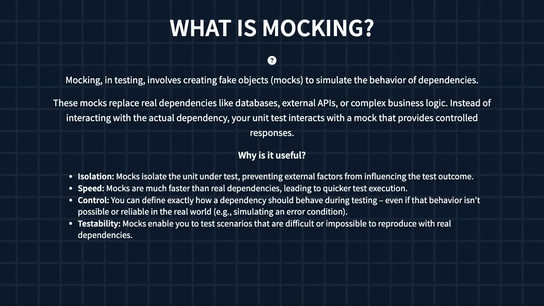Okay, let's talk about mocking. Essentially, when we're unit testing, we want to make sure our code works in isolation. Sometimes a piece of code relies on other things like a database or an API. But those real dependencies can be slow and unreliable. That's where mocks come in. Think of them as stand-ins, fake versions of those external components. They let us control exactly how the dependency should behave during our test, which makes testing much faster, more reliable, and gives us a lot more flexibility.